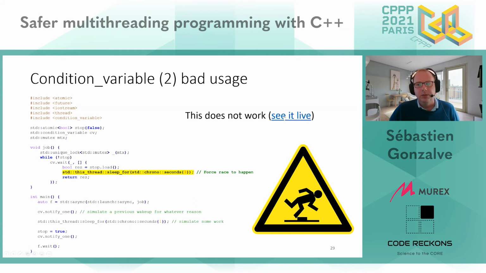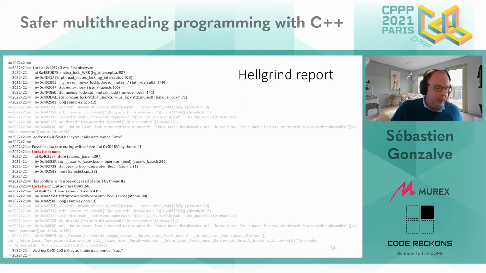Here is a live example on Godbolt if you want to have a view of how it's working. So here is a report given by Helgrind about this race. It just says there was no lock held while storing things, and there was a lock held while doing the load on the value. So it points quite accurately to what the problem was. So just use tools.